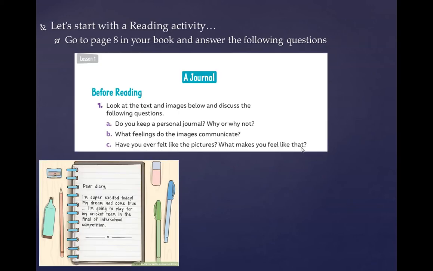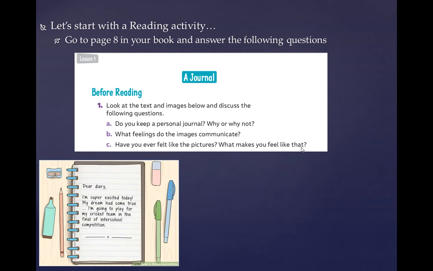So, why do you need to know this information about intensifiers? Because an activity that we are going to do today is related to that. But first, we are going to start with our reading activity. You are going to open your book on page number 8 and you will answer the following questions. Look at the text and the images below and discuss the following questions.